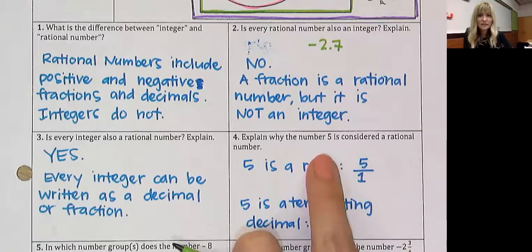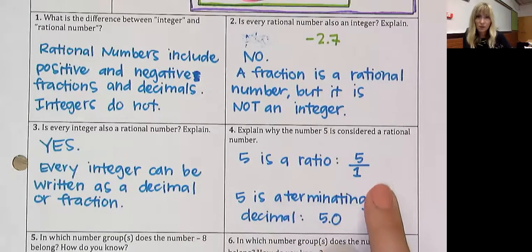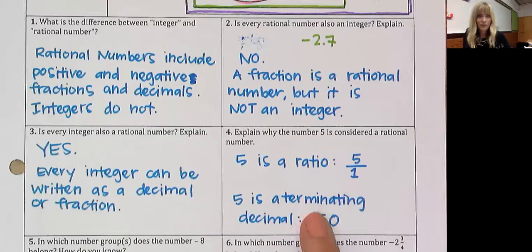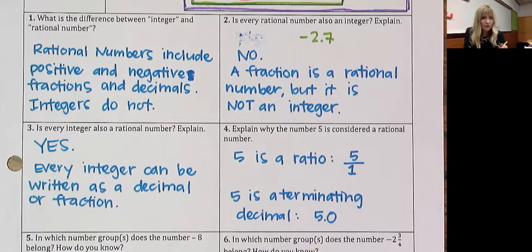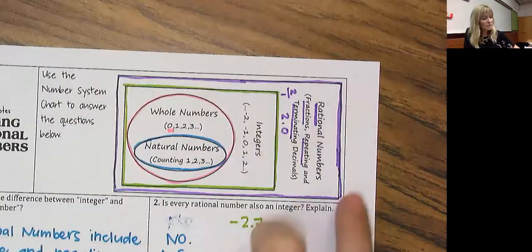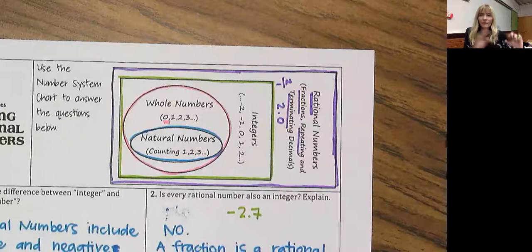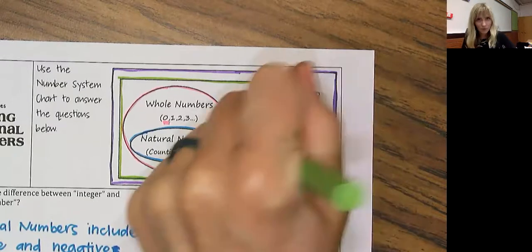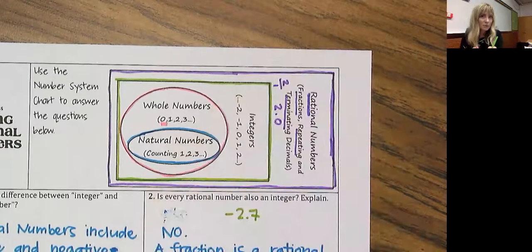The number 5 is considered rational because I can write it as a ratio, a fraction, 5 to 1. I can also write it as a terminating decimal, 5.0. Now, here's the big thing I want you to understand before I show you these last two. If you remember just this big purple box, the fact that all of them are inside, it's all that you need. You need to know that all the numbers that you're working with in 7th grade are all rational numbers. You are working with rational numbers.